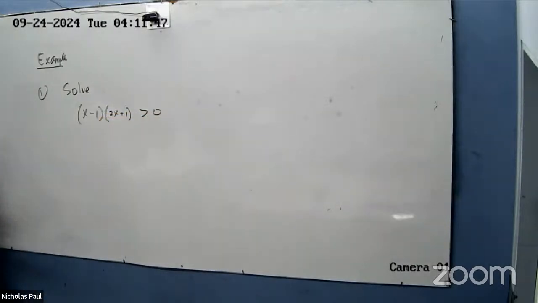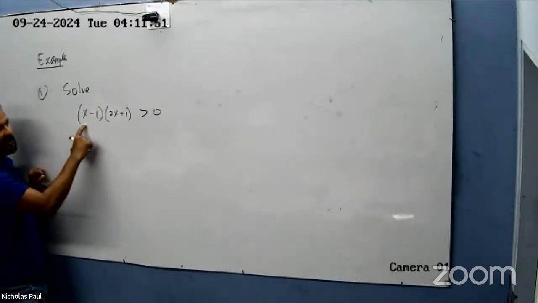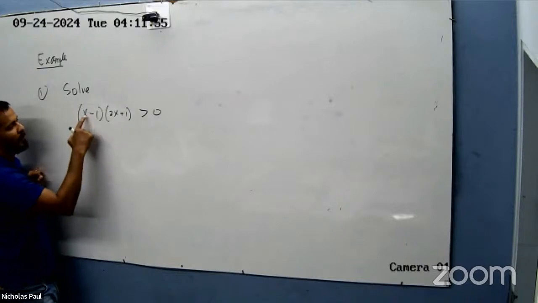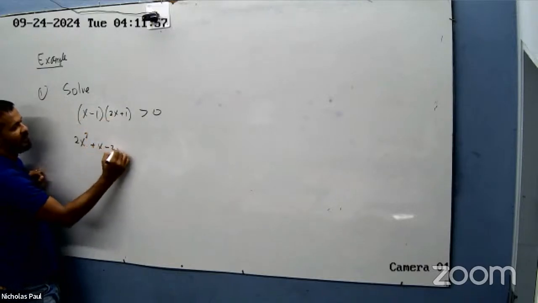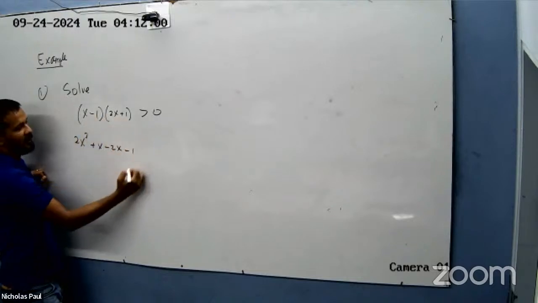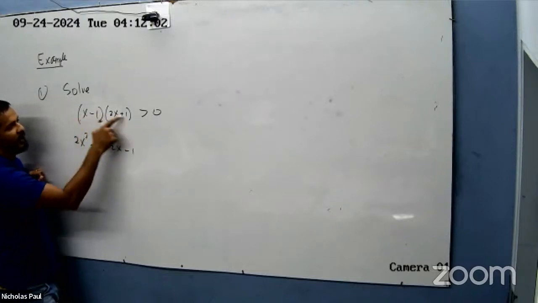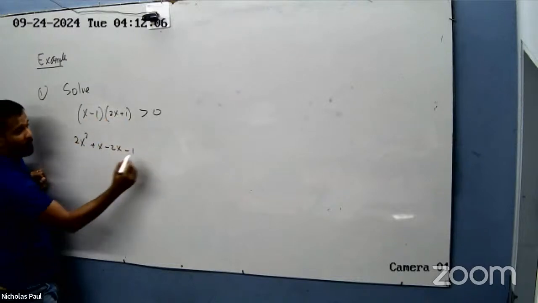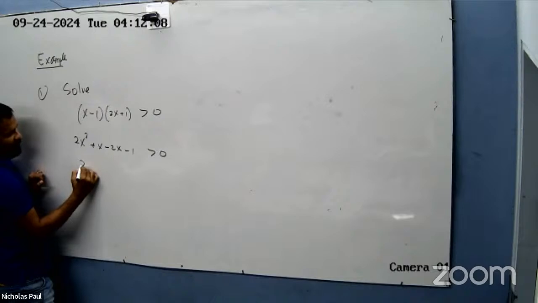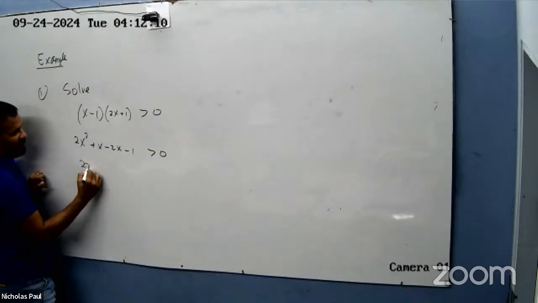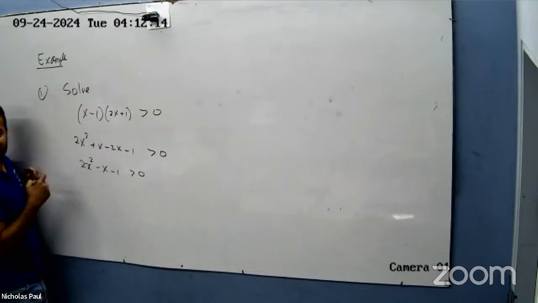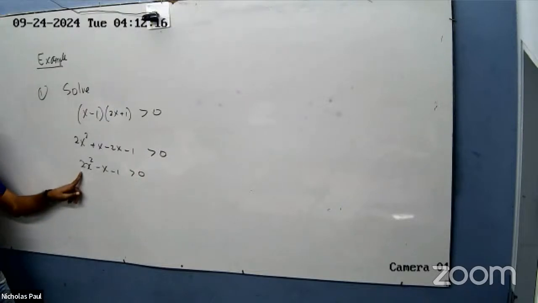First thing first, I need to make sure this is a minimum, right? So I am just going to multiply this out. I'll get 2x squared plus x minus 2x minus 1. That's x by 2x, x by 1, minus 1 by 2x, minus 1 by 1. And then I'll realize that I have 2x squared minus x minus 1. And this is a minimum. This value here is more than 0.